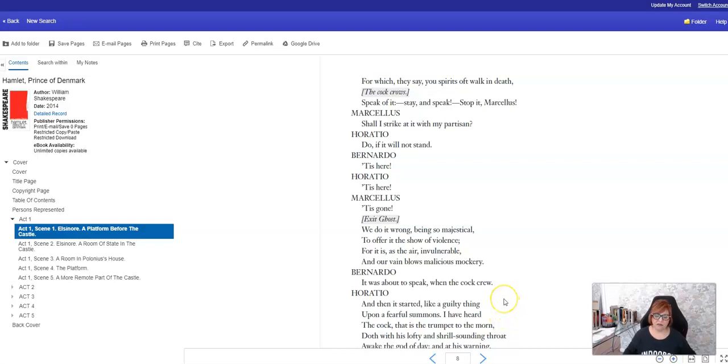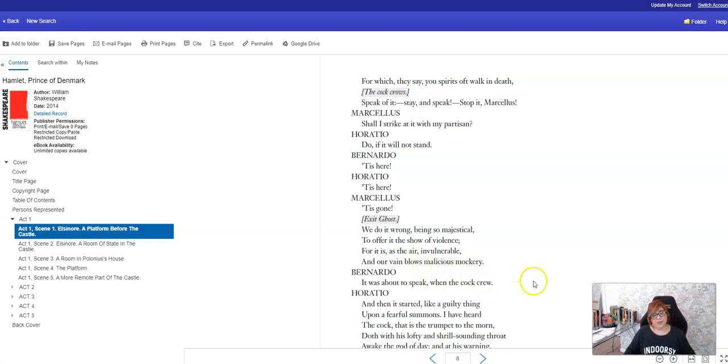He's like, we do it wrong being so majestical to offer it the show of violence. So he's like, man, we shouldn't have tried to stab it. We hurt its feelings. And then he gets upset because he's like, for it is as the air invulnerable, and our vain blows malicious mockery. So he's like, why are we stabbing at air? He's just air. He's a spirit.